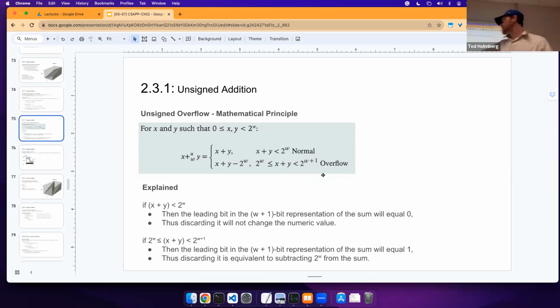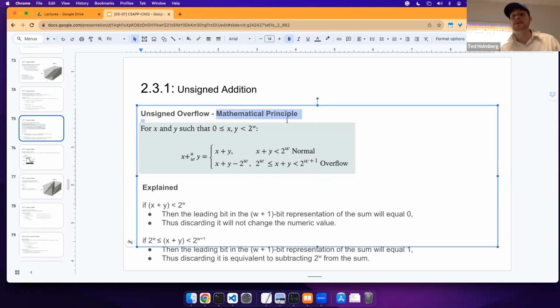So yeah, if this looks like discrete mathematics, it should, even highlighting the fact that this is articulated as being the mathematical principle that formally defines what it means to have unsigned overflow.